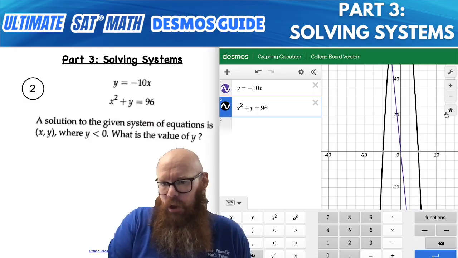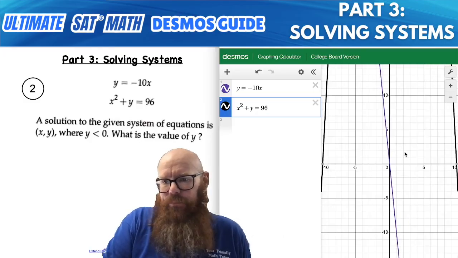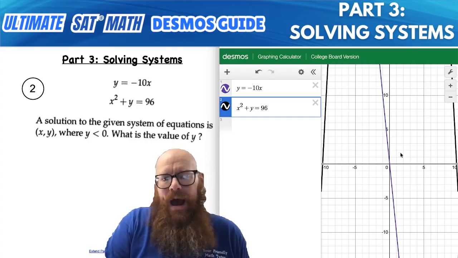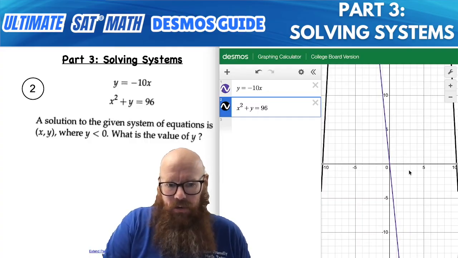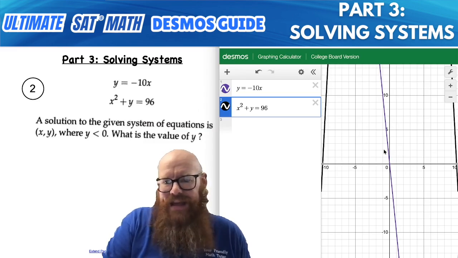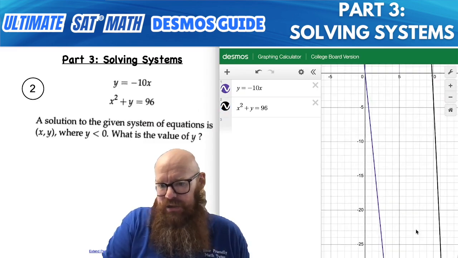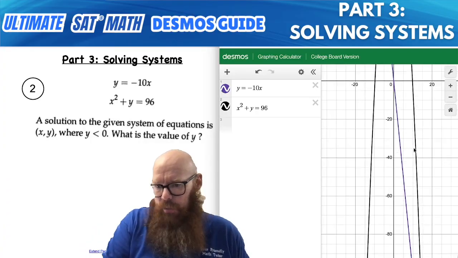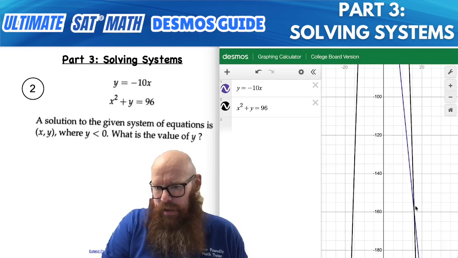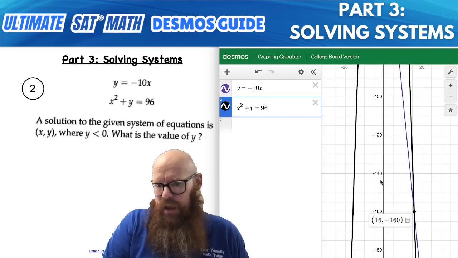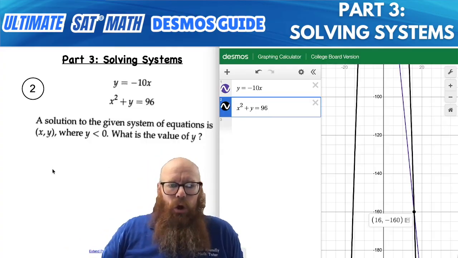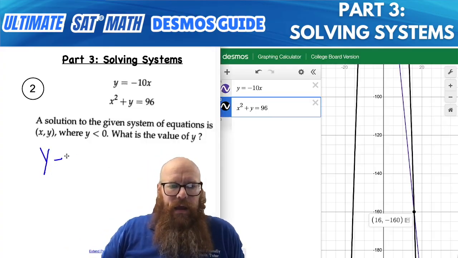But notice, let me actually go back to here. I don't want to spend a bunch of time scrolling all over the place. They told us that y has to be less than 0. So if y is less than 0, then I really want this intersection point down here because that's below the x-axis where we would have negative y values. So I'm just going to head down here, and I'm going to click, and it's going to give me the intersection. That intersection is 16, negative 160. So the value of y is equal to negative 160.